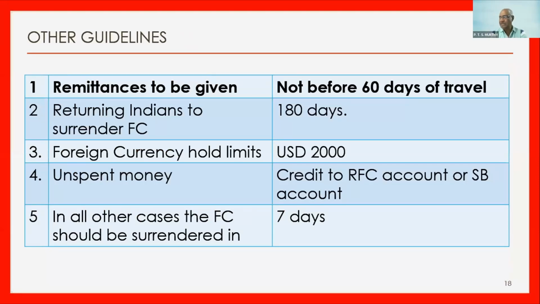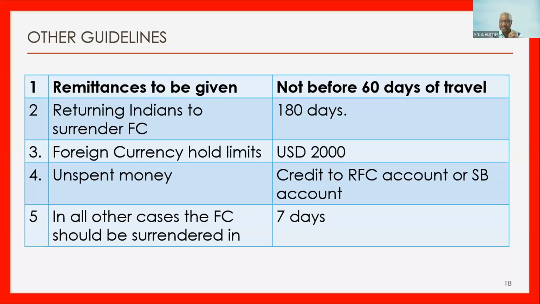Now, a person has gone abroad and is coming back. When he is going abroad, when can the bank release the foreign currency to him? 60 days prior to travel, not beyond 60 days prior to travel. Then he's coming back. How many days does he have to surrender the currency to the bank? 180 days. It means a person who went abroad taking money under the LRS scheme, is coming back and bringing back some money with him. He has time up to 180 days. In all other cases, it should be surrendered in 7 days.